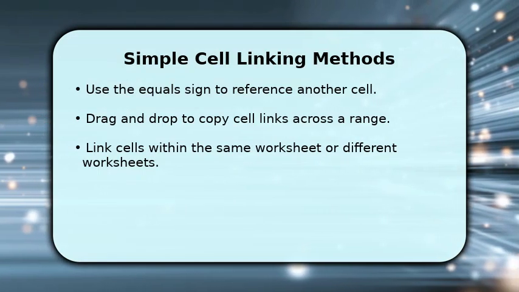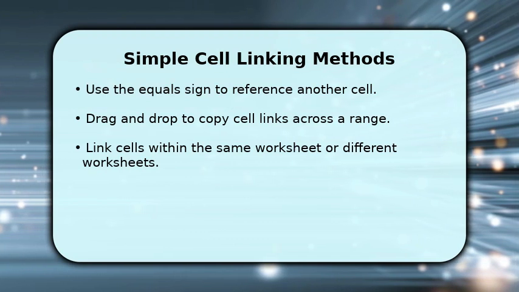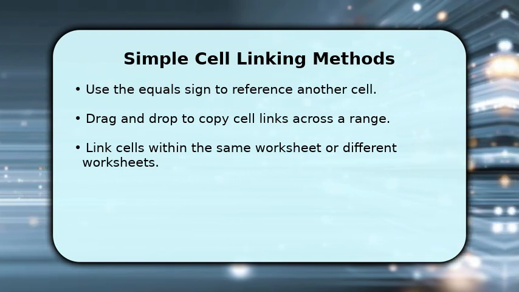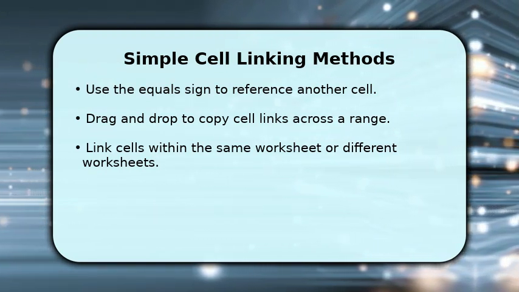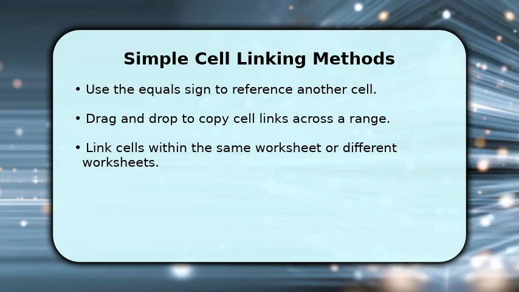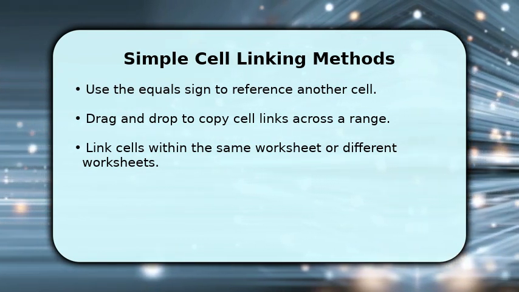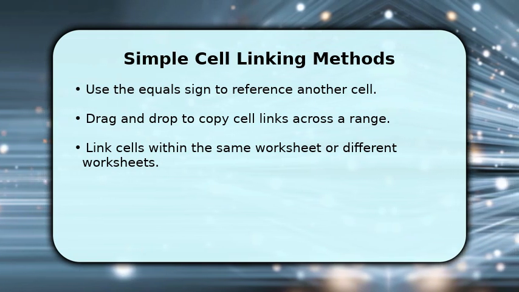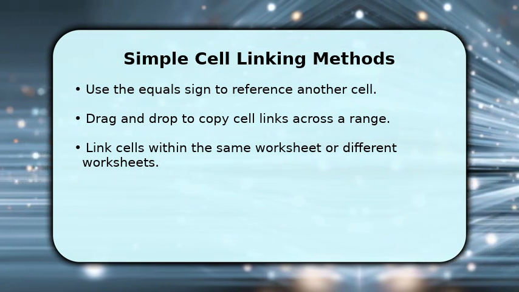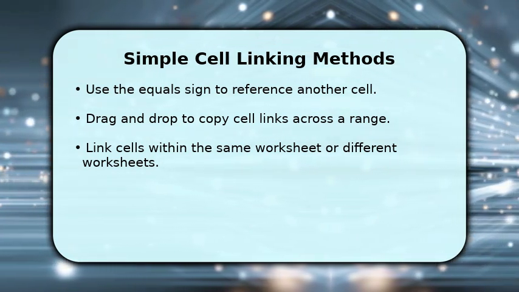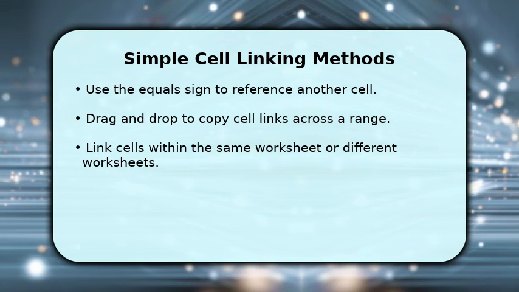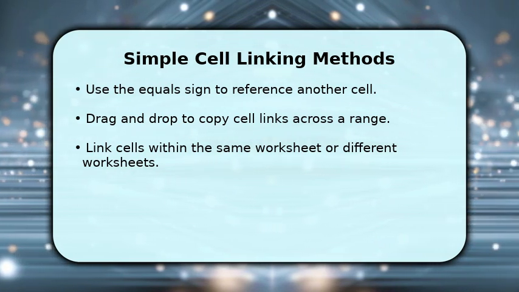Creating a simple cell link is straightforward. First, select the cell where you want the linked data to appear. Type an equals sign, then click on the cell you wish to link to. Press Enter, and you've established your first link. You can then drag the fill handle, the small square at the bottom right of the cell, to copy this link across a range of cells, saving you a lot of time and effort.